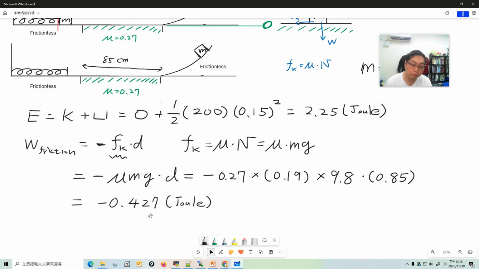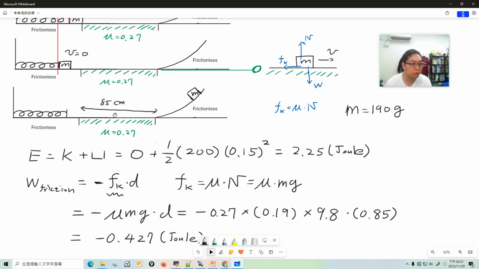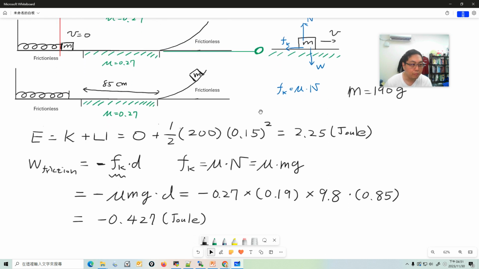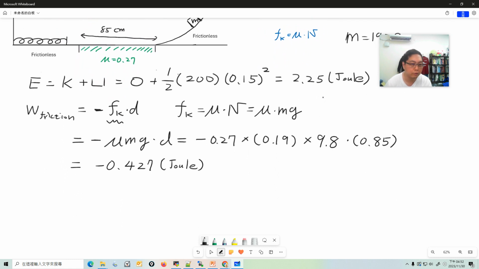This is very useful information because it will help us determine the final answer. Like I said, after releasing the mass, the mass is doing the motion in this region back and forth. Just right after releasing, the total energy is 2.25 joule, right? 2.25 joule. And then every time it passes through the rough surface, it loses 0.427 joule.